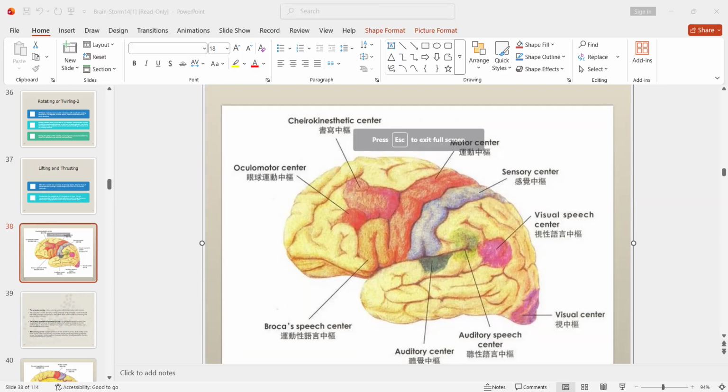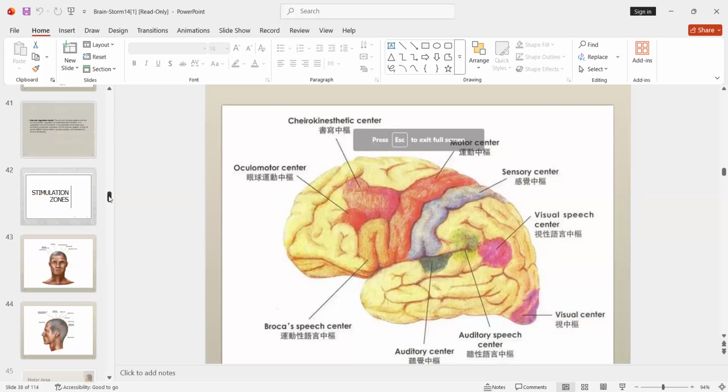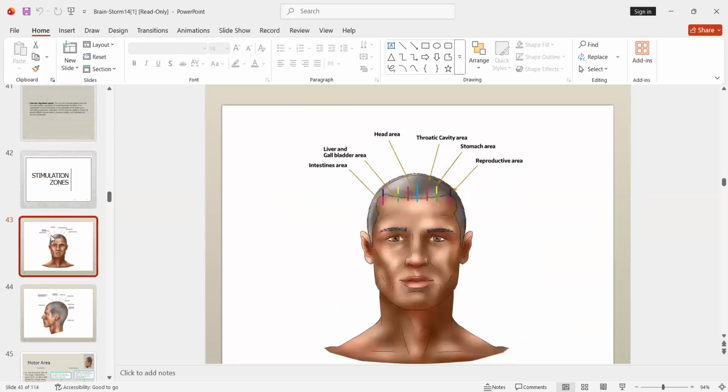Please go for 43. Prof, can you see it? Yeah, 43. Okay. 43. Yes.